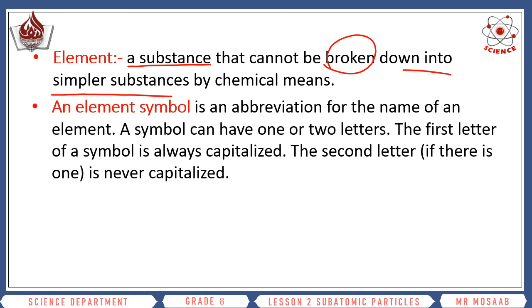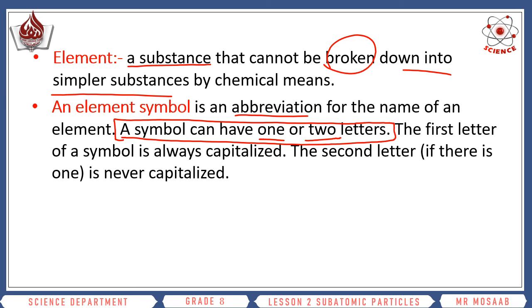Now, an element symbol. What is the meaning of an element symbol? A symbol is an abbreviation for the name of an element. This is very important: a symbol can have one or two letters. Not more. Any element in the world has either one letter or two letters, not more.